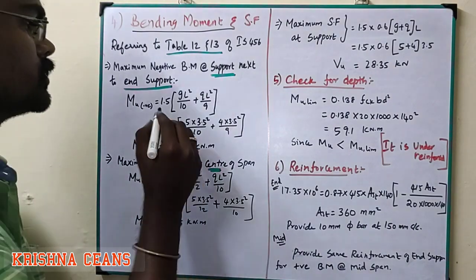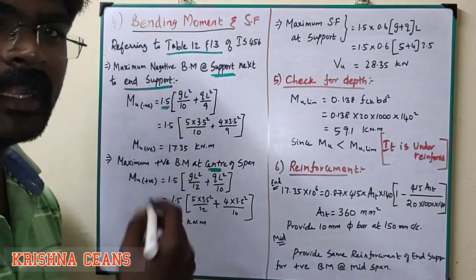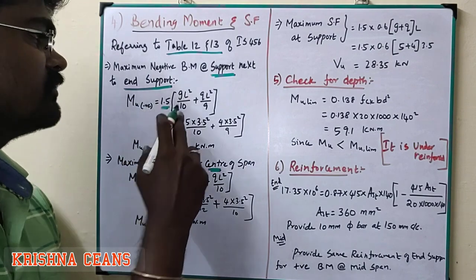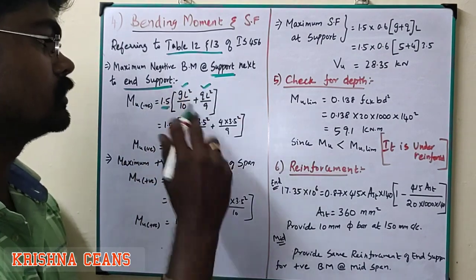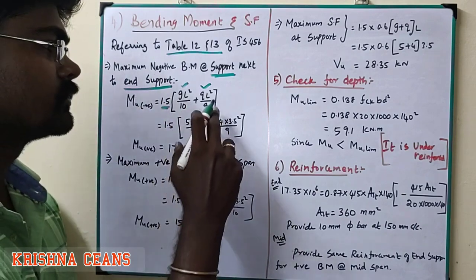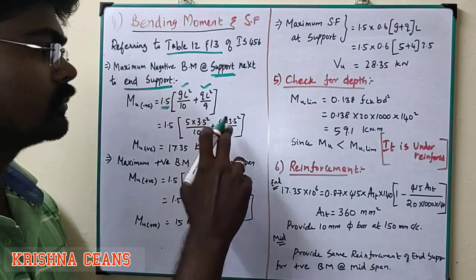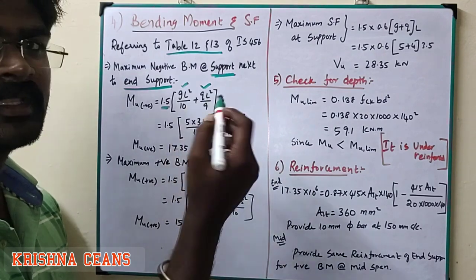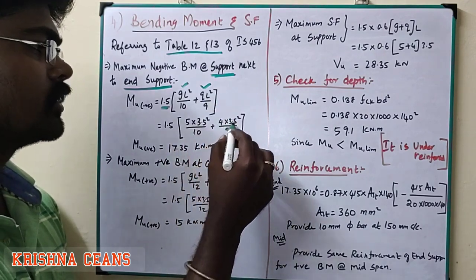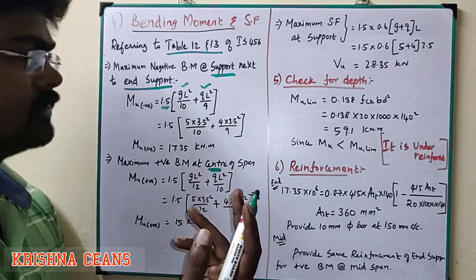So this is 1.5 for the ultimate moment. So 1.5 times of G plus Q, where G is the dead load and Q is the live load. So 5 into 3.5, our L is 3.5 meter span. So 4 into 3.5, WL square by 8, that formula only.